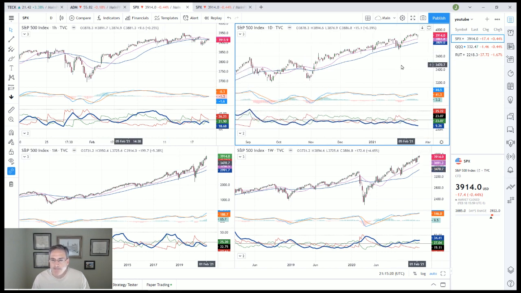Remember, we start with the hourly, and when we break the hourly 18, our risk is down to the daily 18. Then we look for a break of the daily 18 to look for a risk down to the weekly 18. So I'm not trying to make a big call. I don't think you need to make a big call in the market.